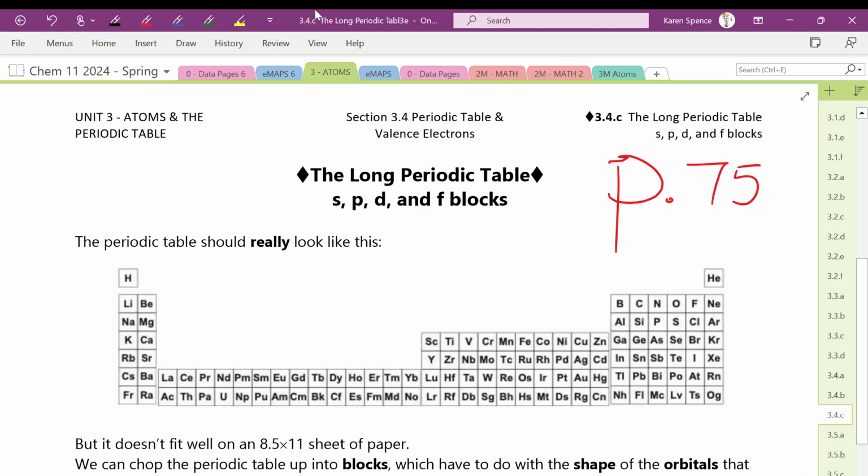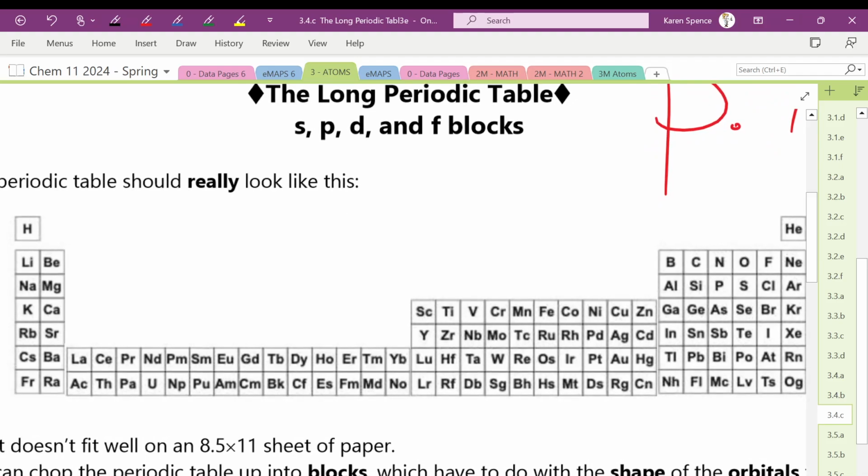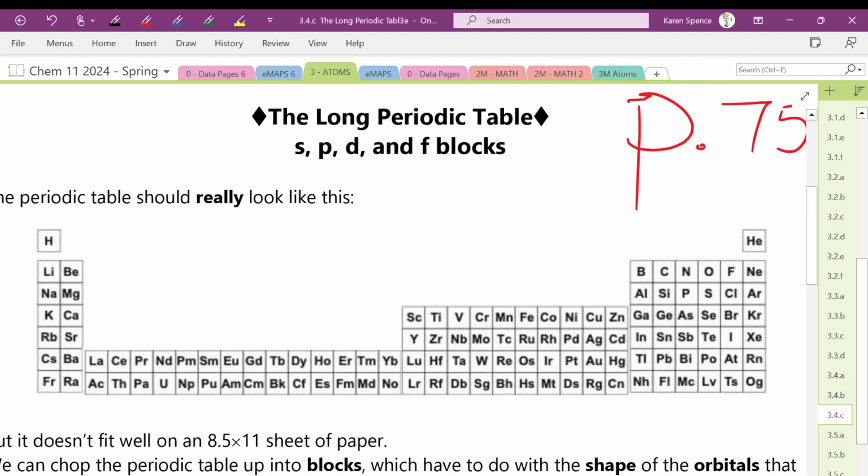Now, you know how your periodic table fits nicely on one 8.5 by 11 sheet of paper? Like one of these? Periodic table fits nicely? That's because what they actually did, the periodic table should really look like this.